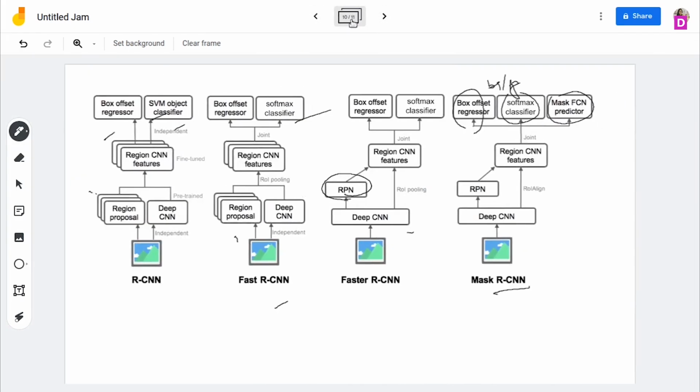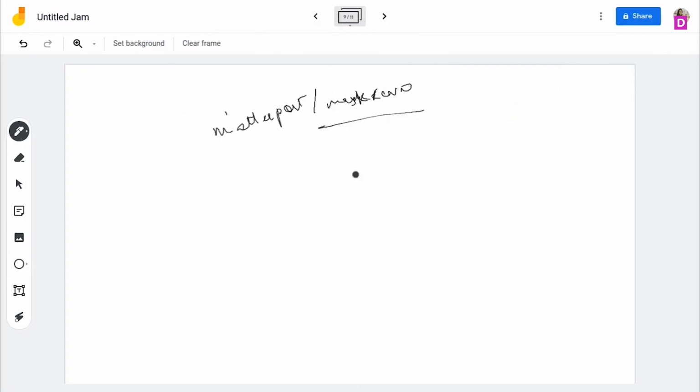I hope you understand the structure. Again, if you want to try this out in real life, I would suggest going to the Mask RCNN website or the GitHub, understanding how this is done, and going through it.